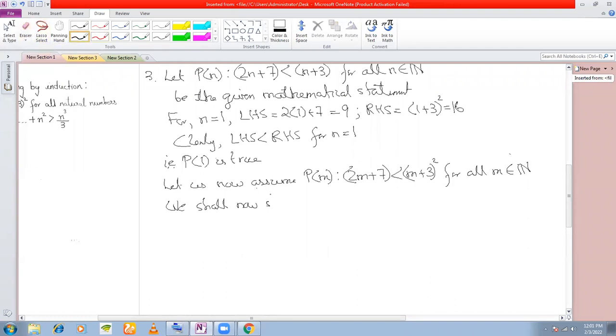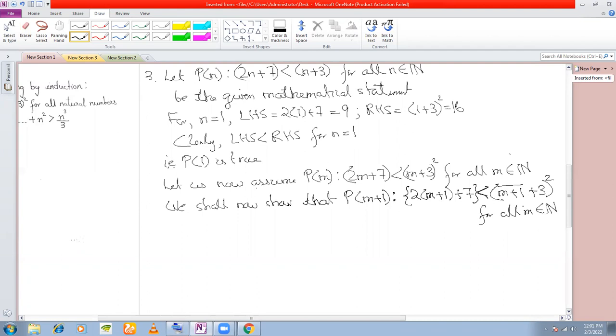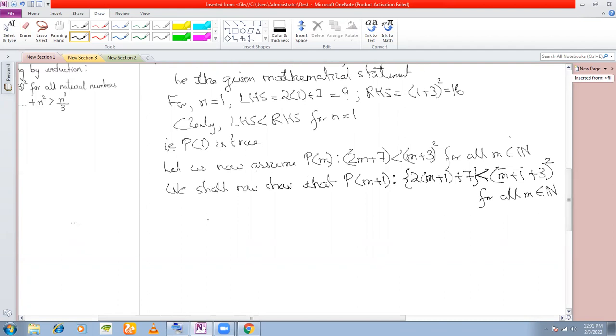So we shall now show that Pm plus 1, replace m by m plus 1, so twice m plus 1 plus 7 is less than m plus 1 plus 3 whole square for all m belongs to N, right? So assuming Pm, we are going to show Pm plus 1.